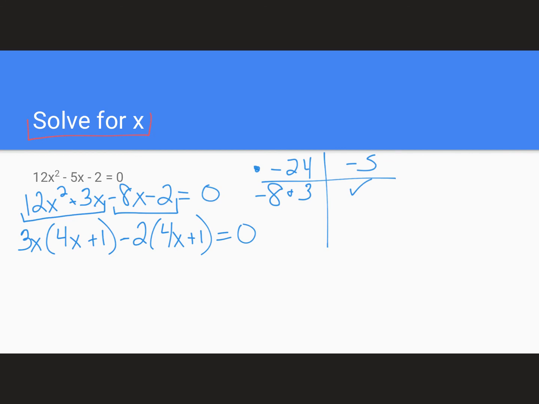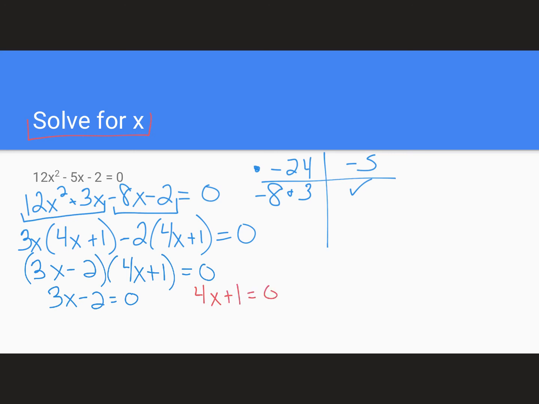I know that because I've got two negatives here, and when I look here, I see that I need those to be positive, so I'm going to factor out the negative. So this becomes 3x minus 2 times 4x plus 1 equals 0. Remember that we just set each part equal to 0, so I have 3x minus 2 equals 0 and 4x plus 1 equals 0. And I just need to solve each of these.